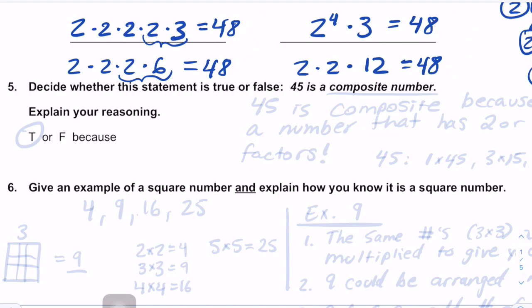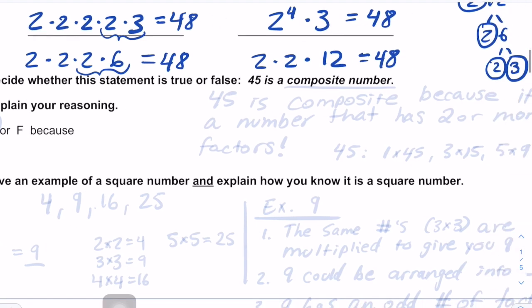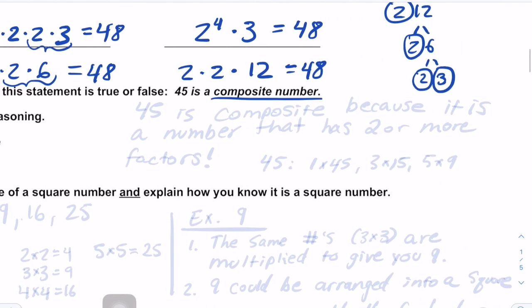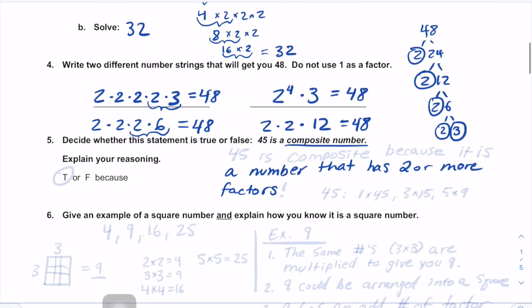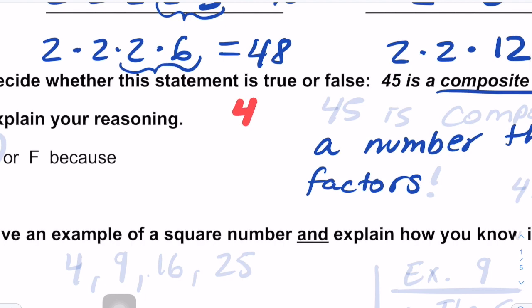Number 5 says to decide whether the statement is true or false, 45 is a composite number, and it wants us to explain our reasoning. So thinking of a composite number, we know that prime is a number that only has the factors 1 and itself. So composite is a number that has 2 or more factors. So thinking about this, I have to figure out if 45 has more than 2 factors.